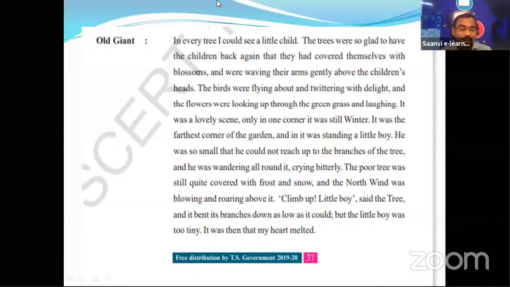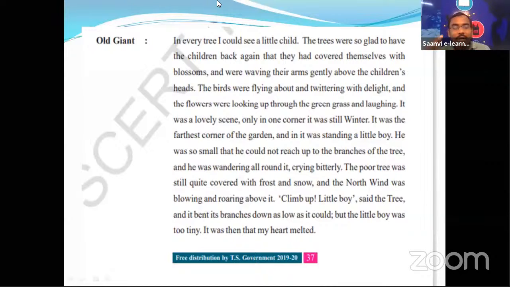So at the farthest corner of the garden, what happens? There was still winter. Why was it winter there? Because a child is not able to climb up the tree and sit in its branches. He was wandering all around the tree without any aim, crying bitterly with sadness. Why? Because all the other children had climbed up the trees and were sitting on the branches, and the trees were very happy as well.